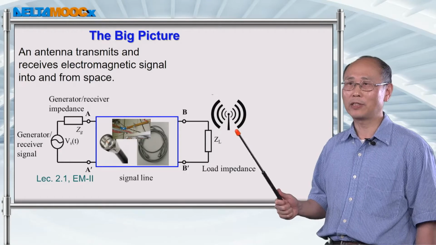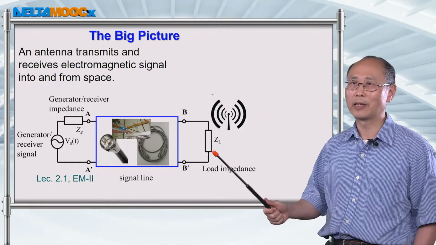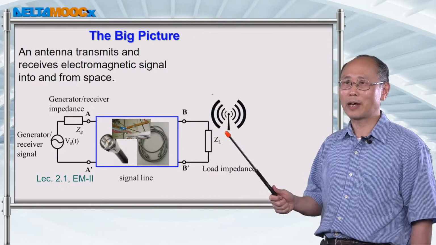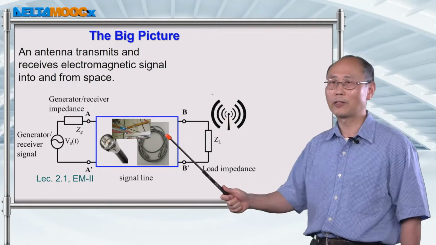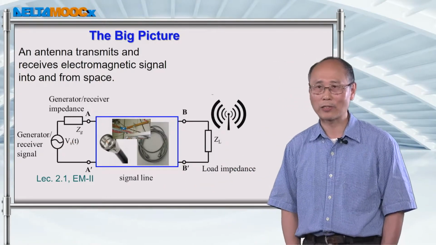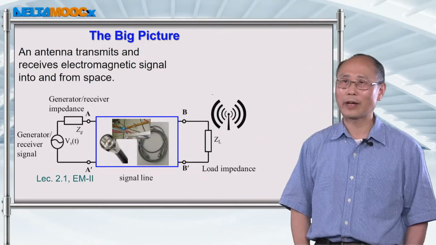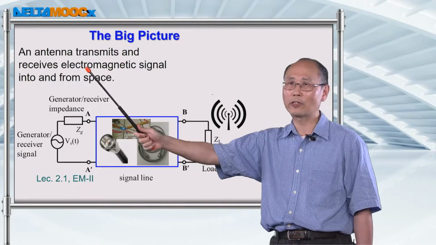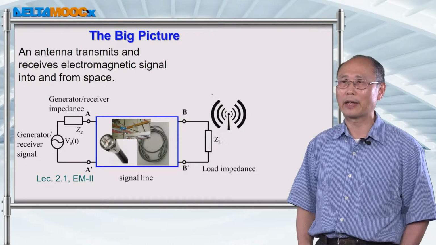I put a device here to tell you that the electromagnetic wave can be radiated into space. And this device is called the antenna. If you run the process backward, then you can receive electromagnetic radiation through this antenna and transmit this signal to a receiver circuit for some analysis or for some applications. So an antenna is a device which transmits electromagnetic radiation into space or receive electromagnetic wave from space. So this is the big picture about an antenna.